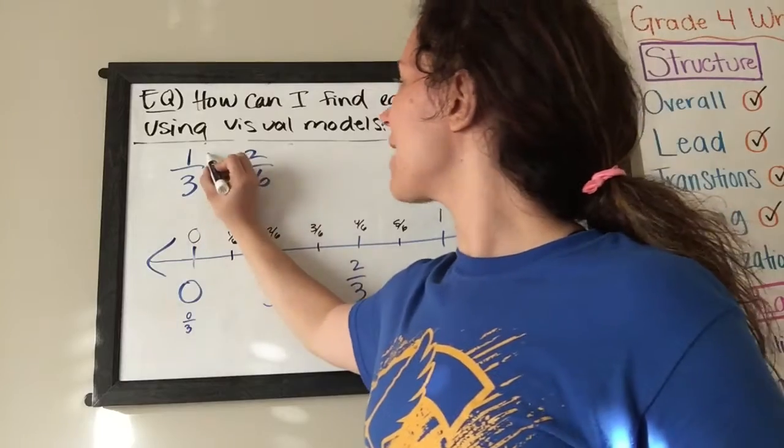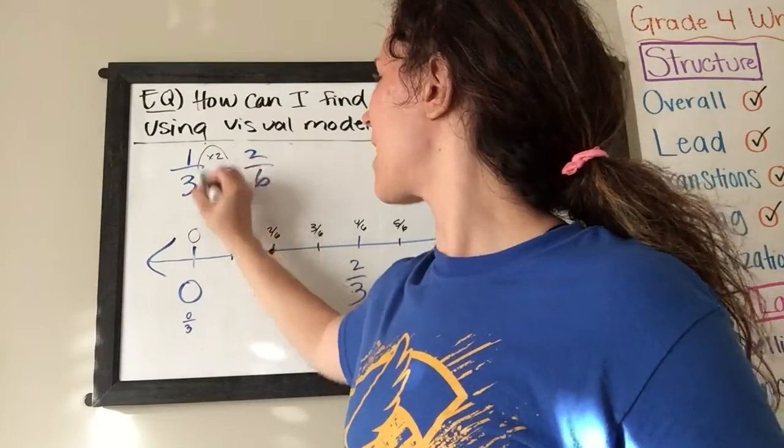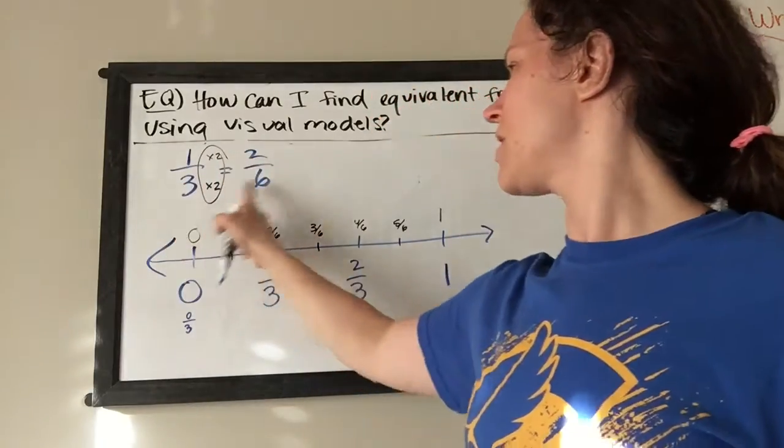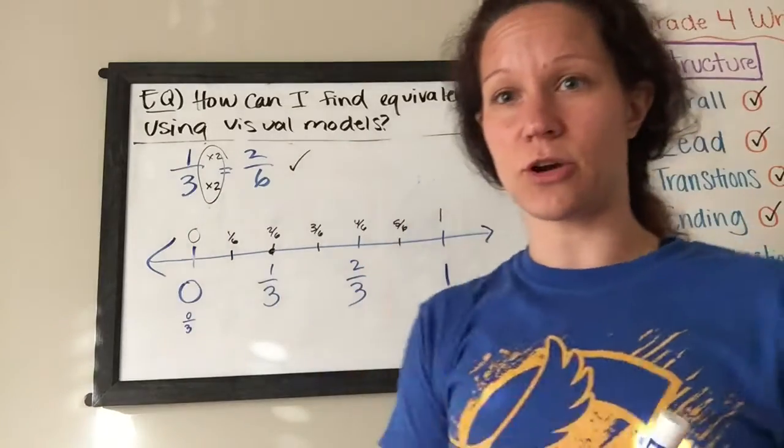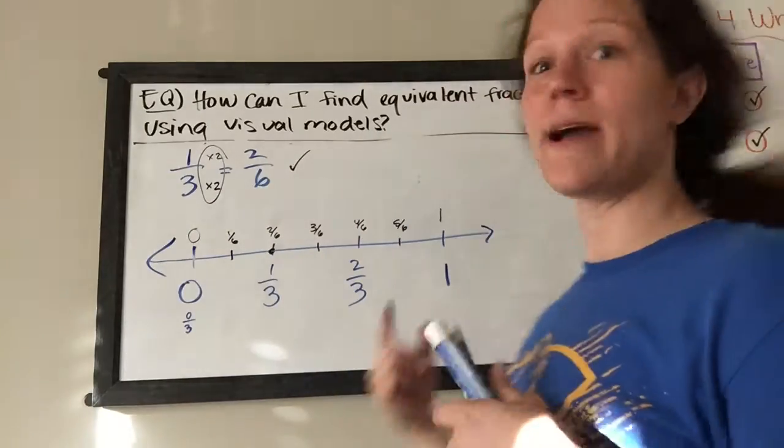And I can also see mathematically, whatever I do to the denominator, I have to do to the numerator. 1 times 2 is 2, 3 times 2 is 6. So that's just a quick check for you. And this was using a number line.